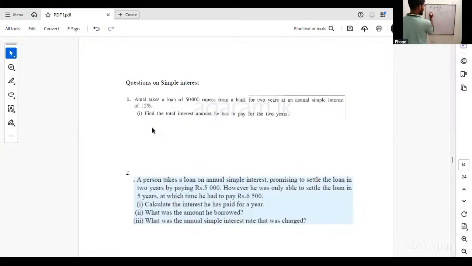You get 24 times 500 times 24. The answer is 12,000. So R is 12,000. So the simple interest after 2 years is 12,000 rupees. First question.